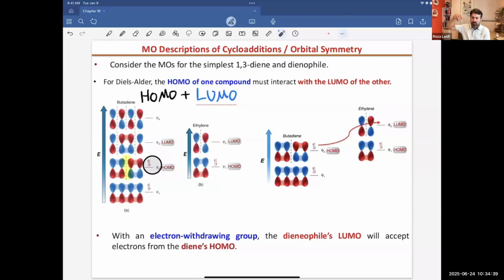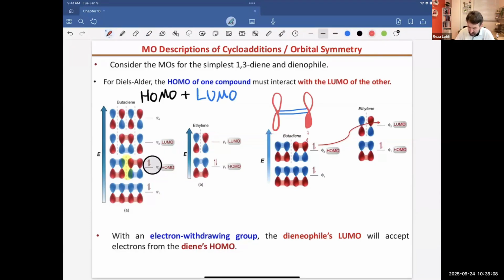Remember that they are reaching each other from the top or the bottom of the molecule. So you can say I have the dienophile. This is my dienophile, and I'm going to take the LUMO orbital. Let's draw the LUMO orbital. This is the LUMO orbital, and then I go, let's say, red here.